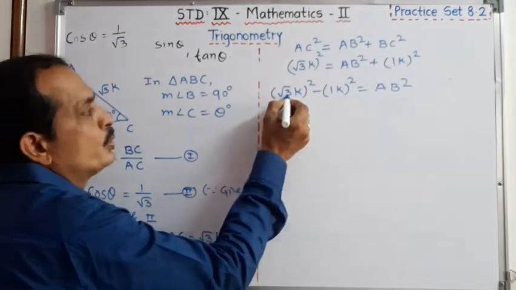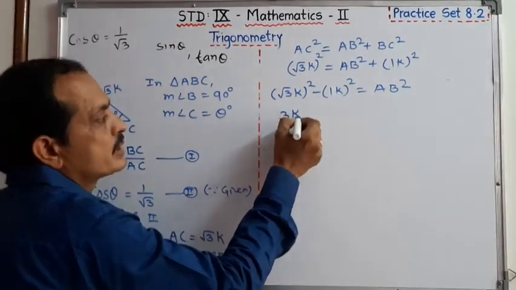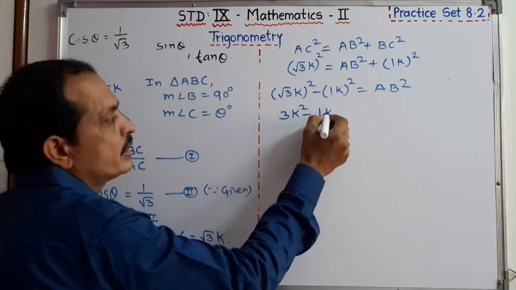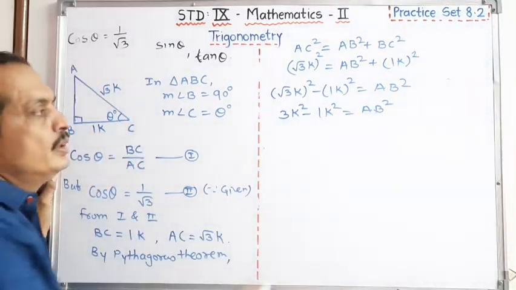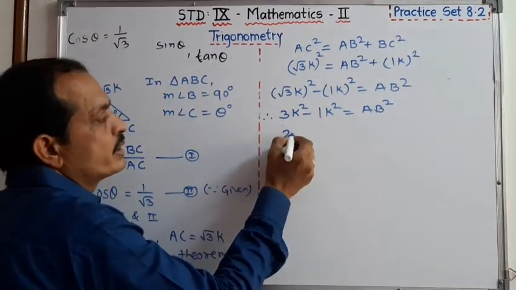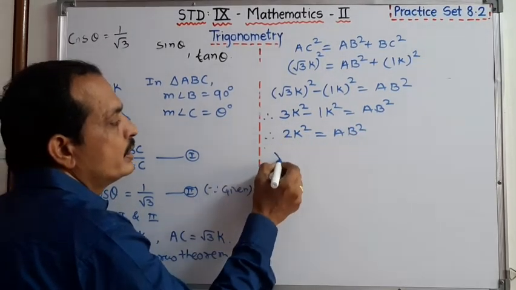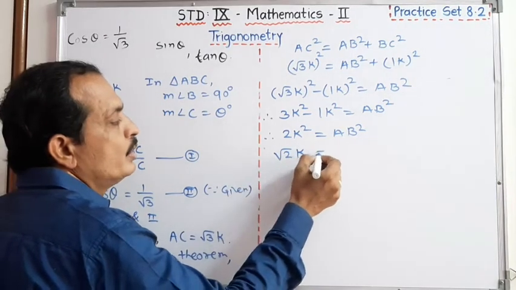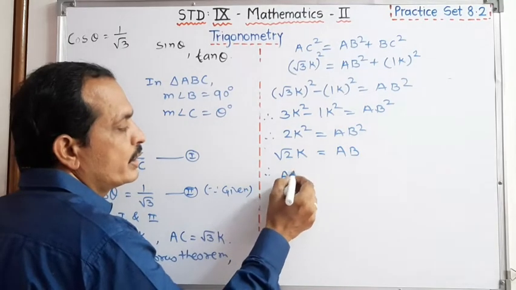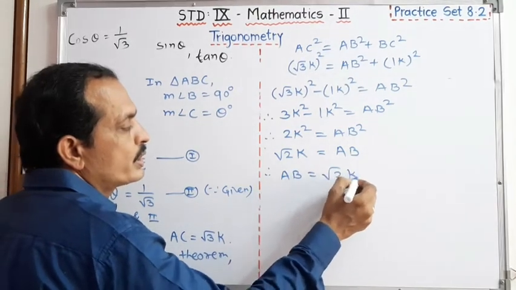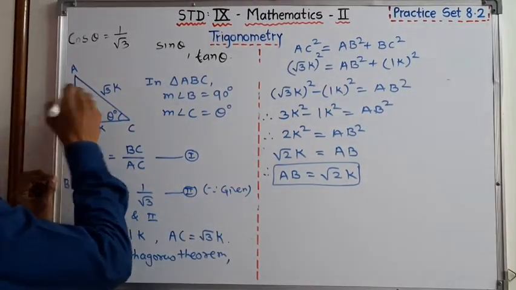Now see, square of root 3, it is 3, and K square, that is K square, minus (1K) square is equal to AB square. 3K square minus 1K square, it is 2K square is equal to AB square. Now taking the square root, we got here AB is equal to root 2K. This is the value of AB, root 2K.